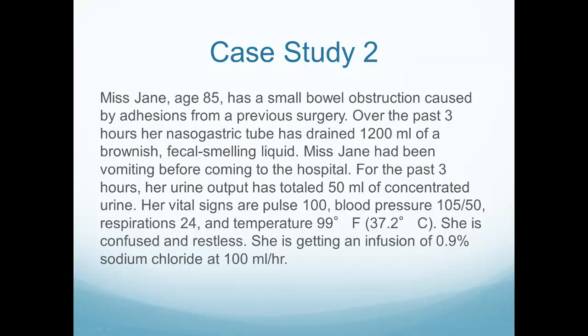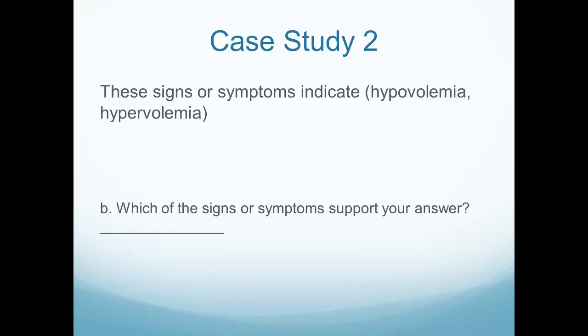Now we see signs that her urine output is low, indicating that she probably doesn't have enough fluid on board. When you don't have enough fluid in your body, your urine output goes down in order to try to maintain the volume that you do have. Her pulse is a little bit high at 100. Her blood pressure is a little bit low. So these could all be signs that she has a fluid volume deficit, or in other words, hypovolemia.